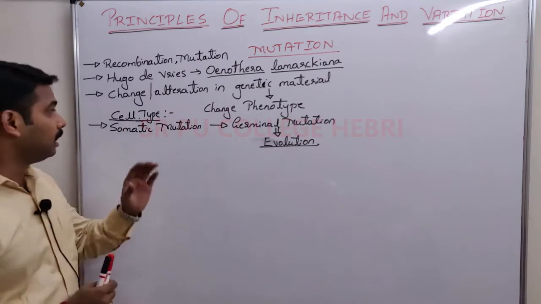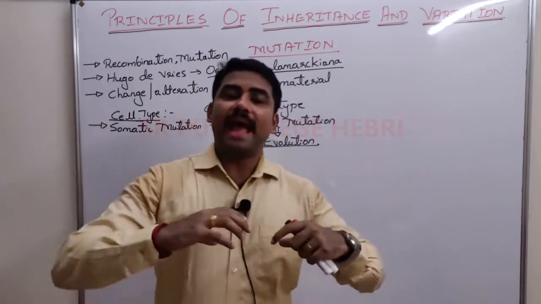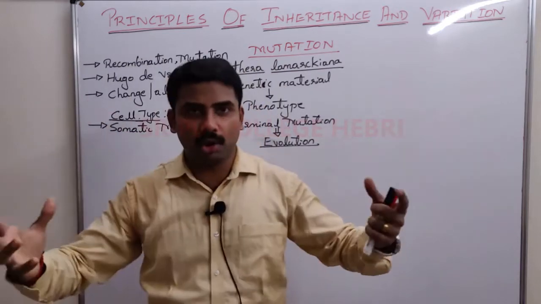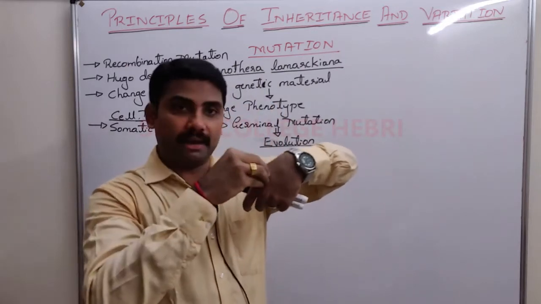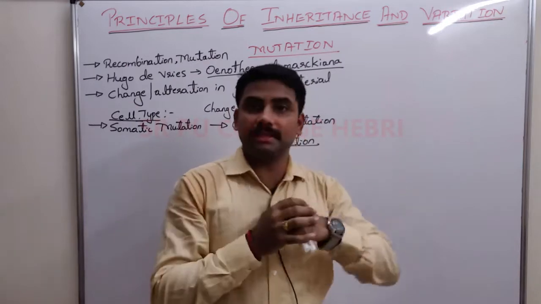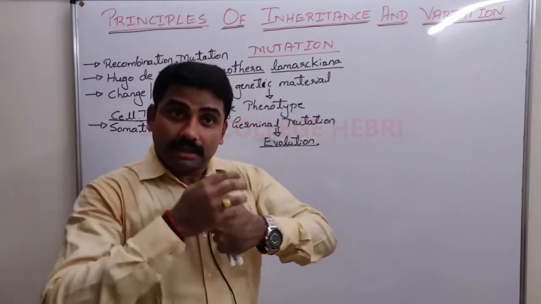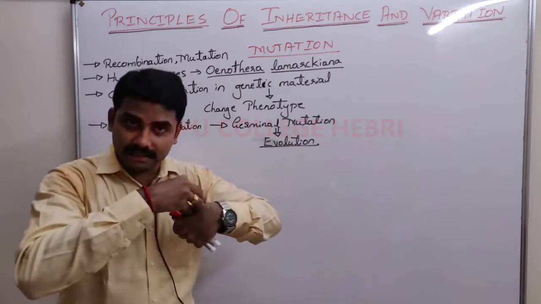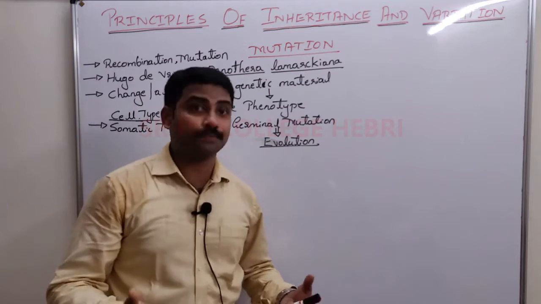Very simple. If it is a somatic mutation, say for example, today I got exposed to something, or due to some environmental factor I got some change in my genetic material, the DNA present in my skin cell. The mutation has happened in my skin cell. Whether that change occurred in my skin cell, will I inherit it to my next generation? No.